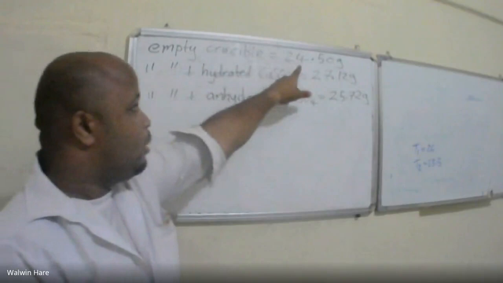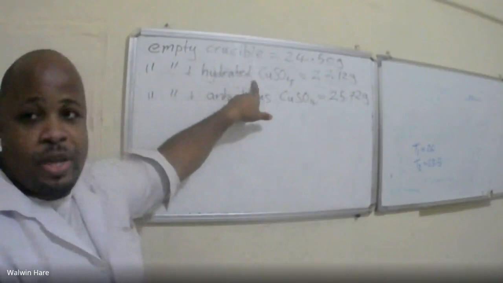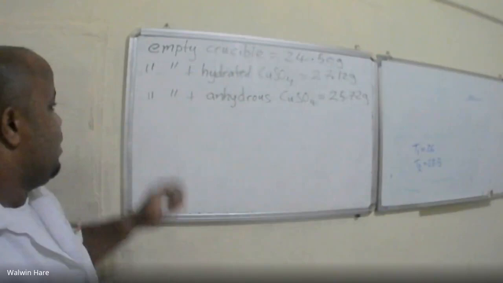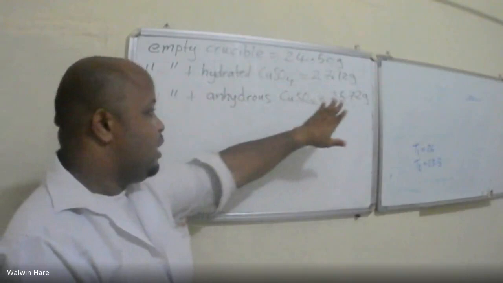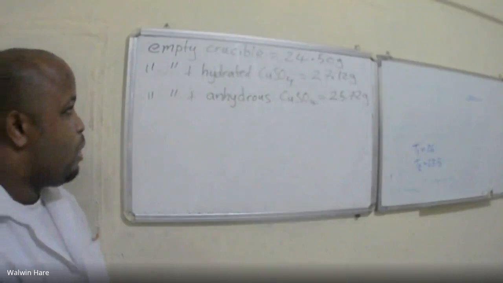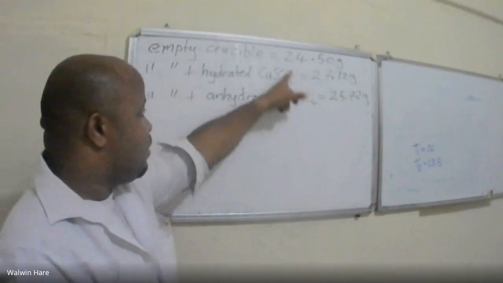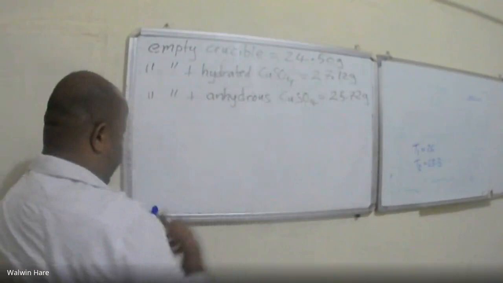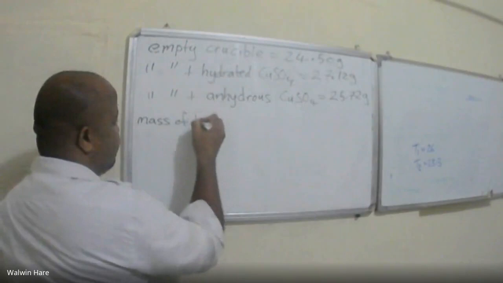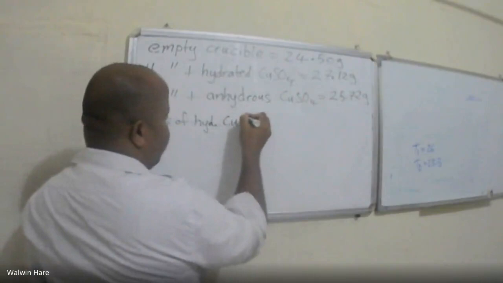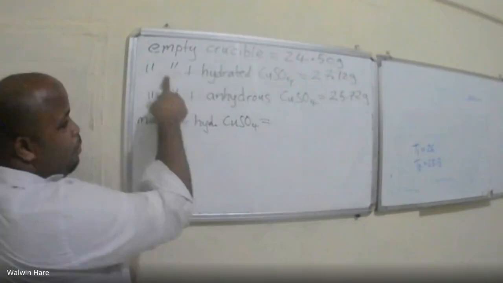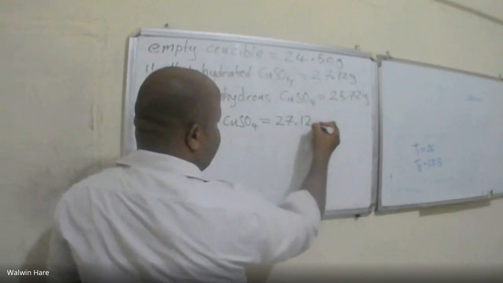So the empty crucible is 24.5 grams. The empty crucible with the hydrated salt is 27.12 grams. And then the empty crucible with the anhydrous salt is 25.72 grams. So the calculations we are going to do now. Remember, the mass of the empty crucible is in both of these masses. So to get the mass of the hydrated copper sulfate, I'm just going to put HYD for short, the mass of the hydrated copper sulfate would be the mass of the crucible plus the hydrated copper sulfate, which is 27.12, minus the empty crucible, which is 24.50.